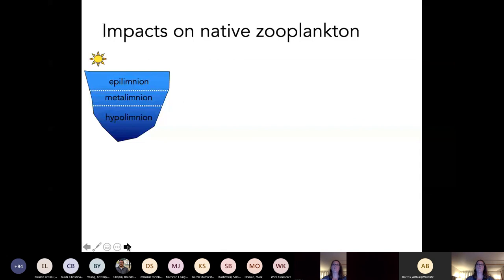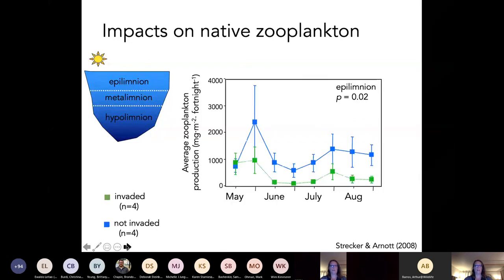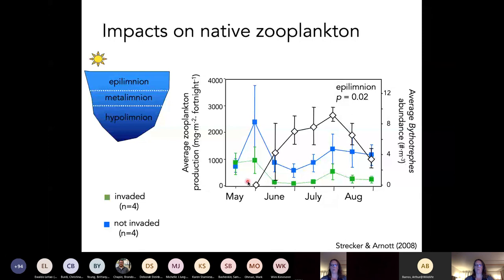And we looked at zooplankton production, so biomass production. And what we found over the course of part of spring and pretty much all of summer was that the invaded lakes in the green had significantly lower biomass production compared to the non-invaded lakes. And this pattern coincides pretty nicely with when Bythotrephes starts to become abundant in these lakes. These diamonds are showing the abundance here, and they are somewhat temperature limited, so it takes a while for them to ramp up their hatching and reproduction. But when they start becoming abundant is when we see the big decline in zooplankton biomass production that stays that way for the rest of the summer.